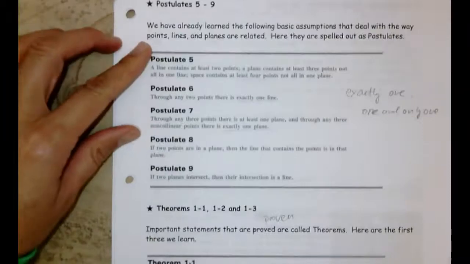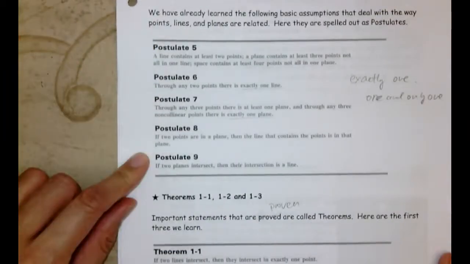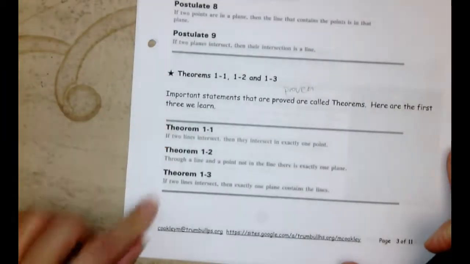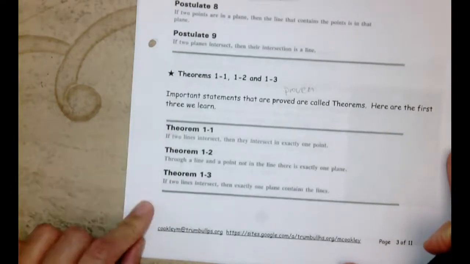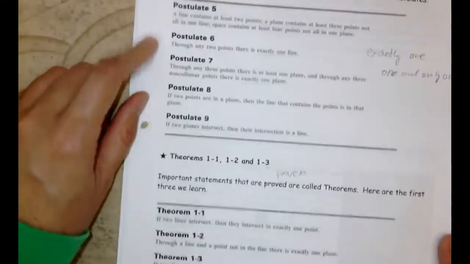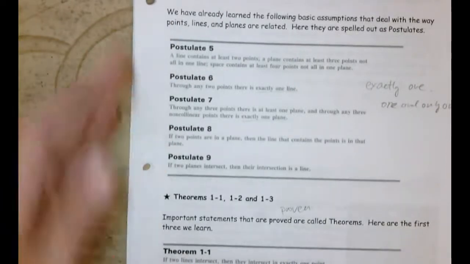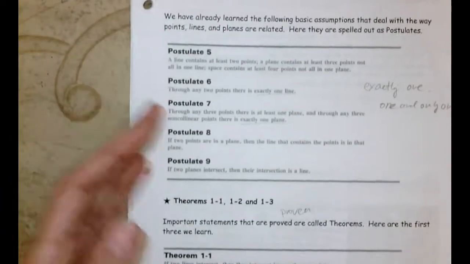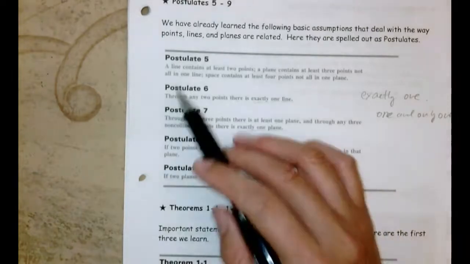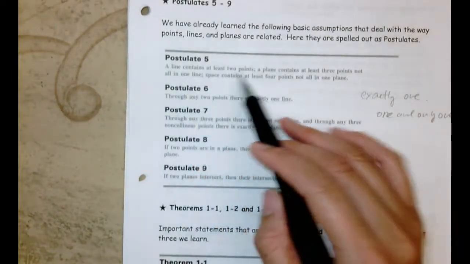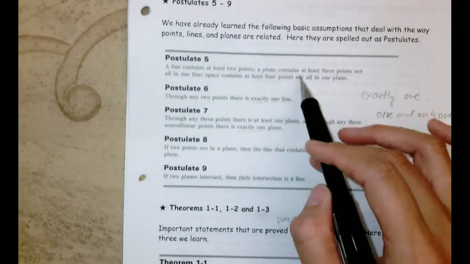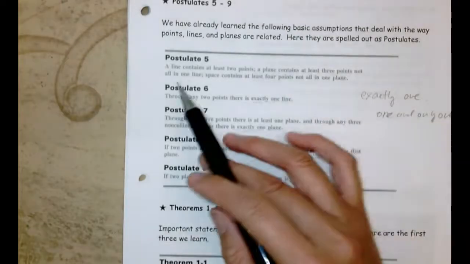And here are 5 more postulates, and then you have 3 new theorems. The theorems are proven using these postulates. Okay, and the postulates are spelled out here. We actually already learned them conceptually. These are just spelled out here as a postulate, but we learned already. So these are: a line contains at least 2 points. A plane contains at least 3 points, not all in one line.